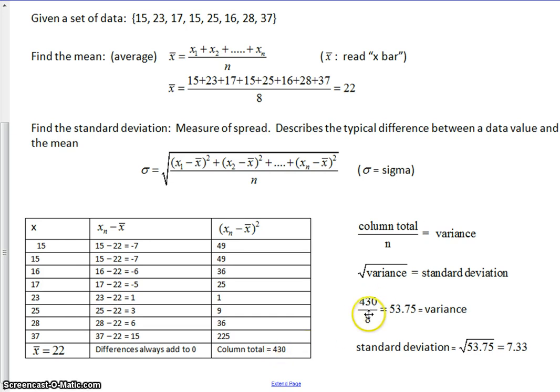When I take 430 and divide it by 8, I get an answer of 53.75. Now, in the video that I might show in class, it actually doesn't divide by 8, but divides by 7, or n minus 1. The 8 was given by the number of values we had to begin with. The difference between using n or n minus 1 is whether you have a sample set or a finite set.